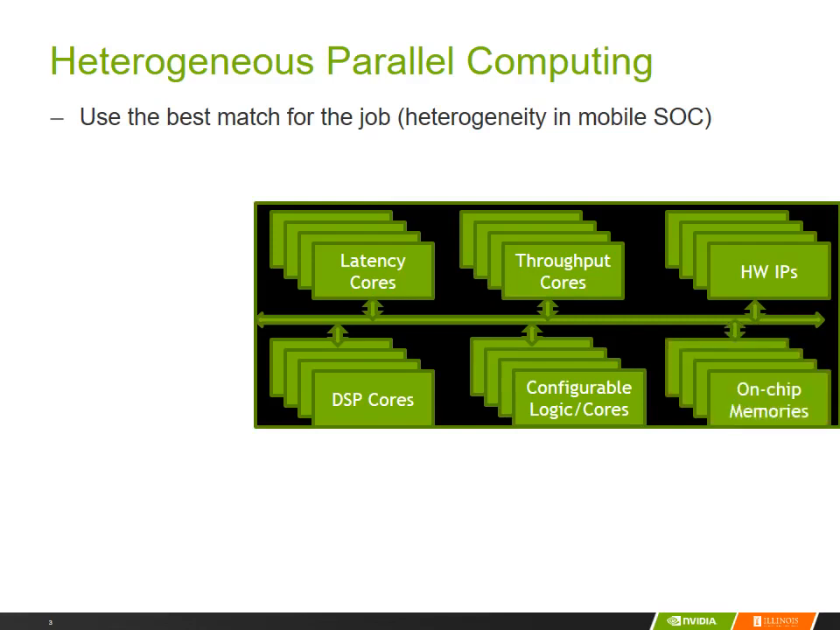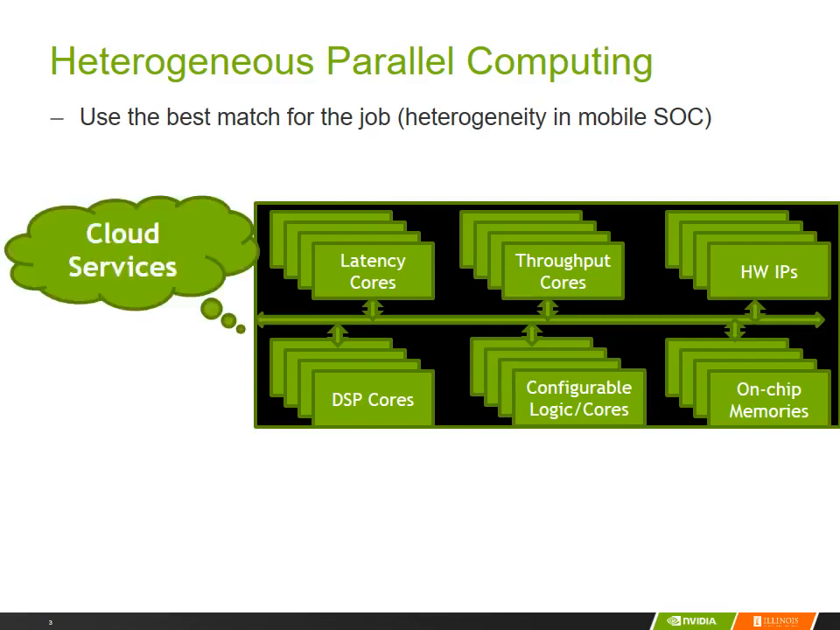And of course, we will find on-chip memories in these chips. Even in the bigger picture, we oftentimes will find a trade-off between computing on these devices versus sending the application to cloud services. So throughout the entire software development process, a developer must consider the best fit of each type of computing resources in the big picture.